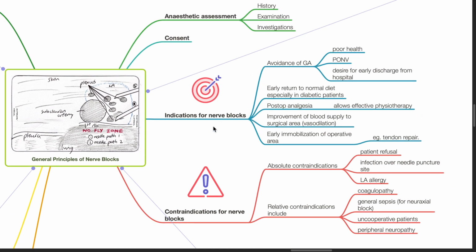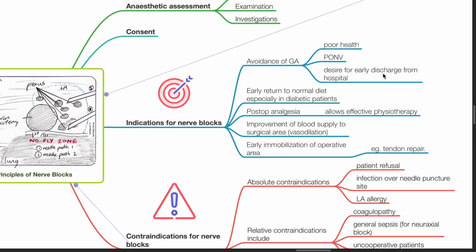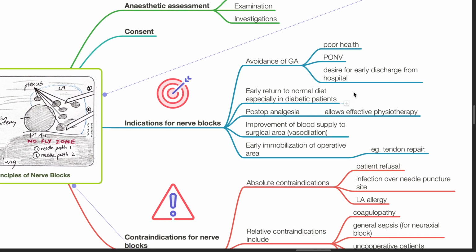Indications for nerve blocks include to avoid general anesthesia due to poor health, post-op nausea and vomiting, or desire for early discharge from hospital, early return to normal diet, especially in diabetic patients, for post-operative analgesia, which allows effective physiotherapy, improvement of blood supply to the surgical area, and early immobilization of operative area such as tendon repair.